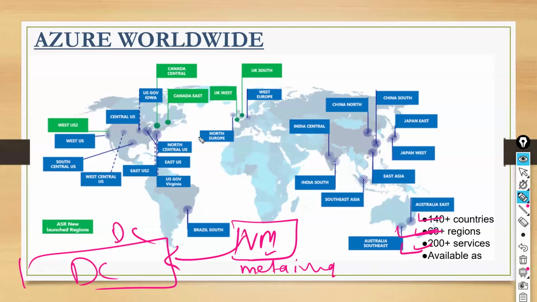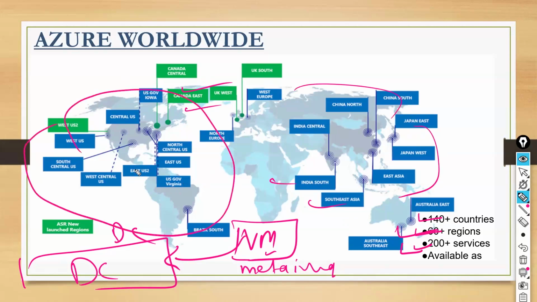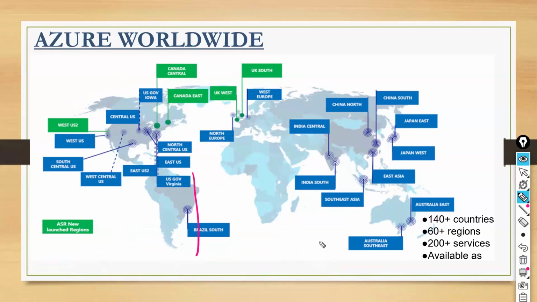Now look at this diagram. They have their presence across the world: Central US, East US, India South, South India, inside Europe also, China also. And throughout the US region, they have a big presence. So it's a very, very growing cloud. If you look at the quadrant of Azure, it's growing like a wave, going in jumps. They are going very, very fast.